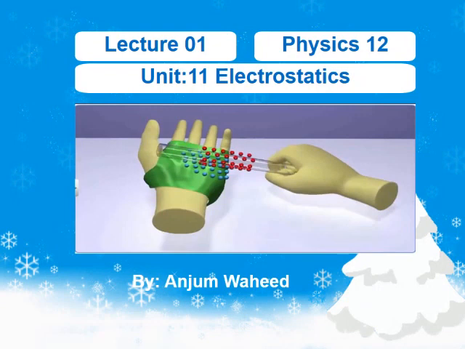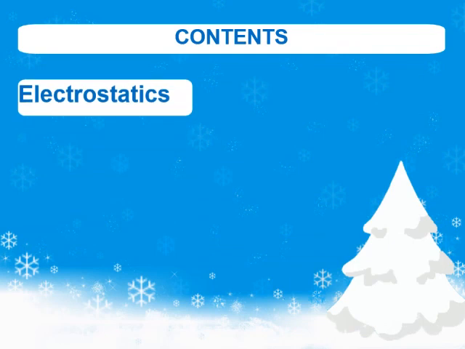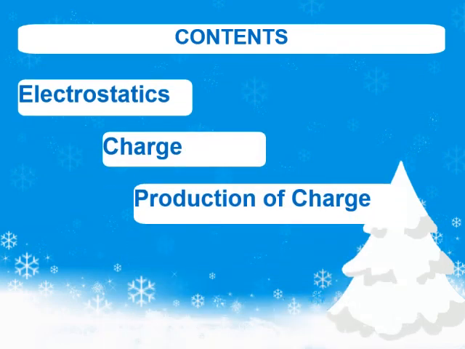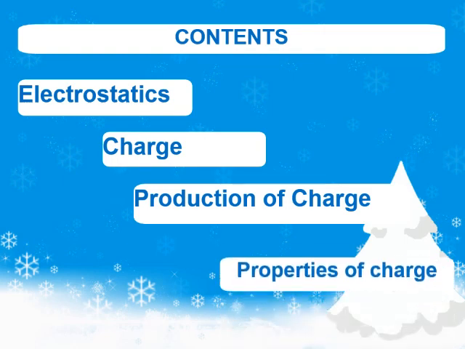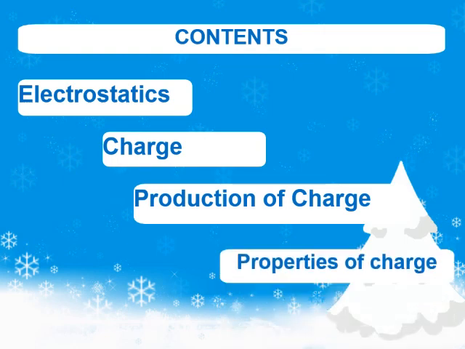Dear students, this physics has 10 units and its first unit is electrostatics. In today's lesson, first of all we will talk about electrostatics and then charge. After this, the production of charge, and at the end we will talk about the properties of charge.